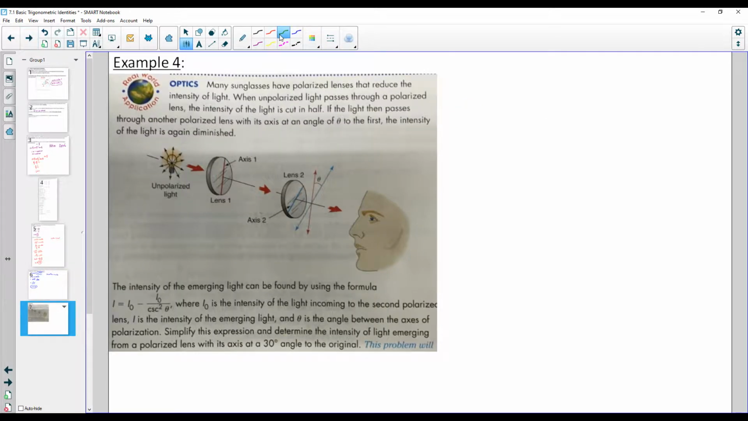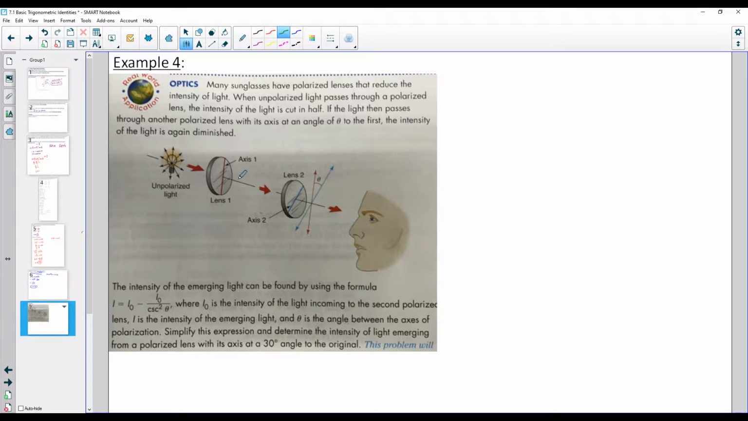For this last one, we have a word problem. Many sunglasses have polarized lenses that reduce the intensity of light. When unpolarized light passes through a polarized lens, the intensity of the light is cut in half. If the light then passes through another polarized lens at an angle of theta to the first, the intensity of the light is again diminished.